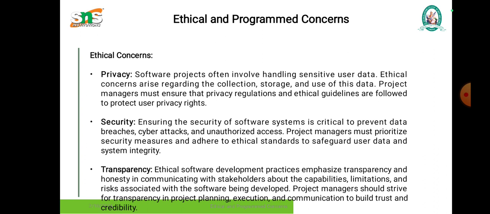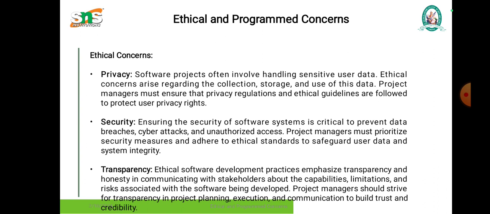And the second one is security. Ensuring the security of software systems is critical to prevent data breaches, cyber attacks and unauthorized access. So the project manager must prioritize security measures and adhere to ethical standards to safeguard user data and system integrity.